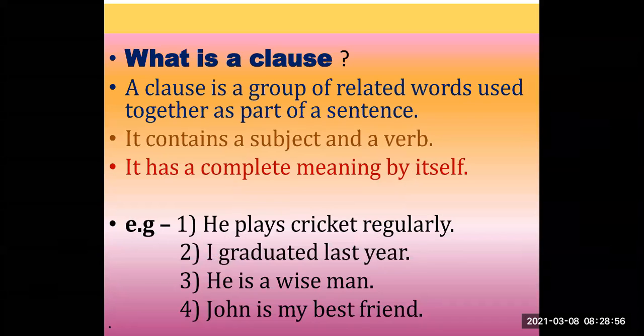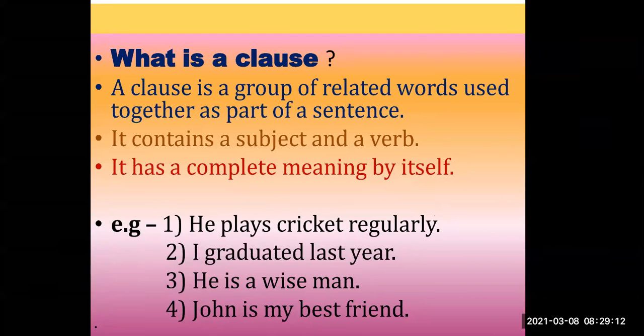We have seen that a clause is a group of related words used together as a part of a sentence. What is there in a clause? It contains a subject and a verb, and it has a complete meaning by itself. So this is known as a clause.